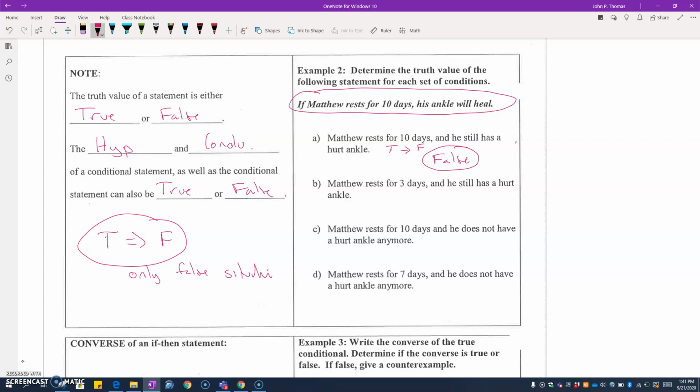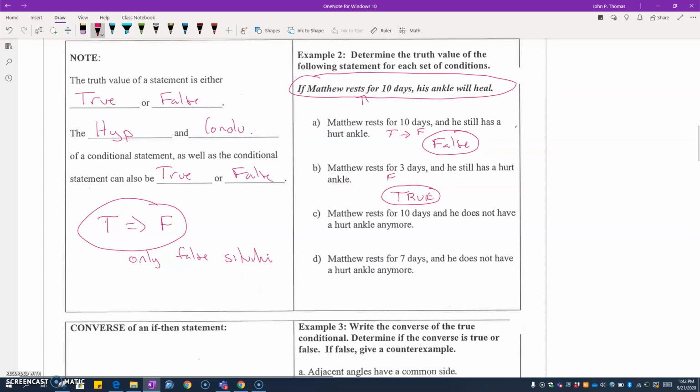All right, if I go to B, it says Matthew rests for 3 days. All right, so that is a false hypothesis. All right, we haven't hit the rest for 10 days. At this point, you can automatically say that this is a true conditional statement. All right, the whole statement, the result is true because we haven't met the condition of the hypothesis, so we can't say anything about the conclusion yet.